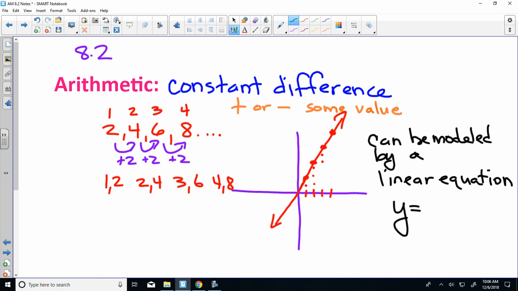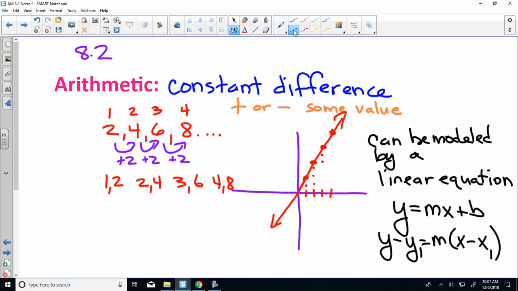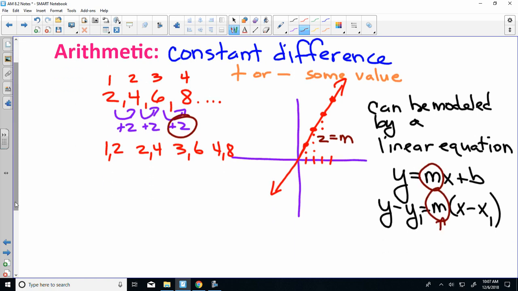which is in the form of y equals mx plus b, or y minus y1 equals m times x minus x1. Either way. Now, in this sequence, how much does it go up and over? Well, that value is 2. So, which is the slope, that is also the constant difference. So the slope is the same thing as the constant difference in an arithmetic sequence.